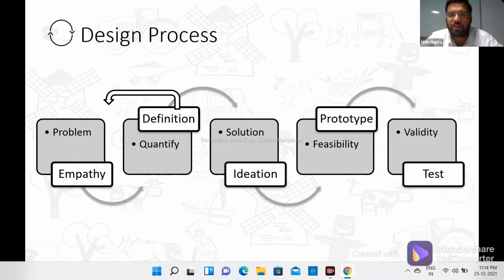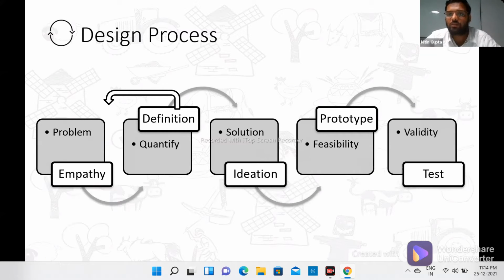The second step is define. We define the problem. What does it mean by defining? When we define, we bring everything into numbers. For example, if I'm designing a cotton harvesting machine, the labor says it should be lightweight. So this is the need. Okay, but how lightweight? Now I'll take the data from human factors science. What is the easy ergonomic weight which you can lift by hand?